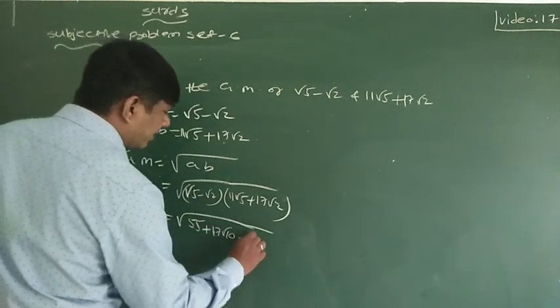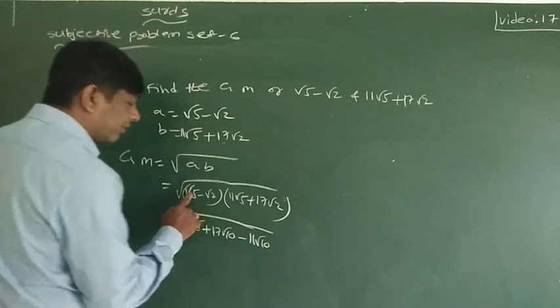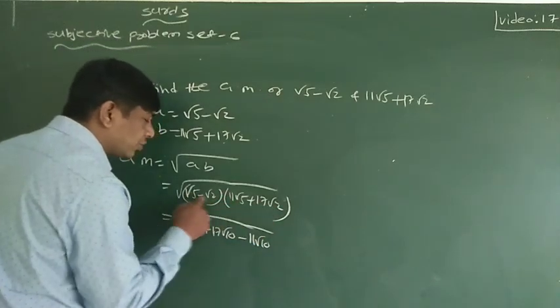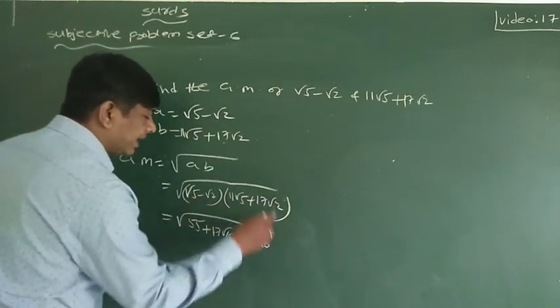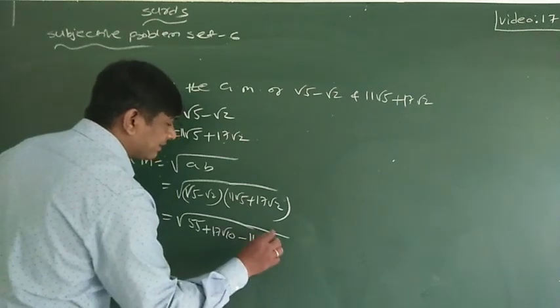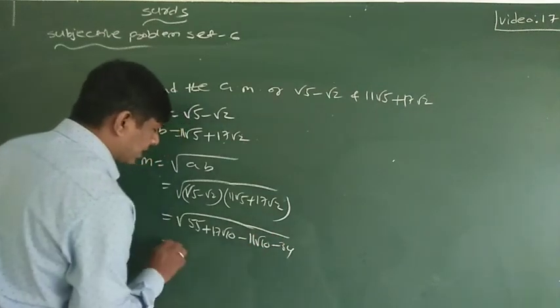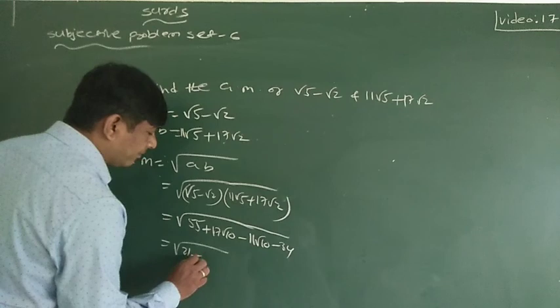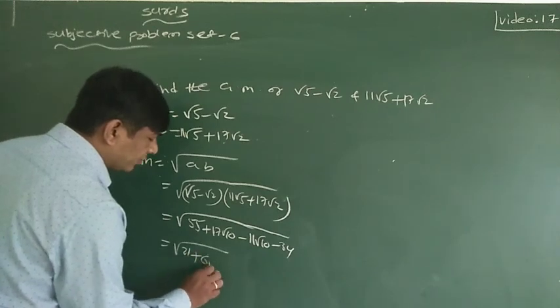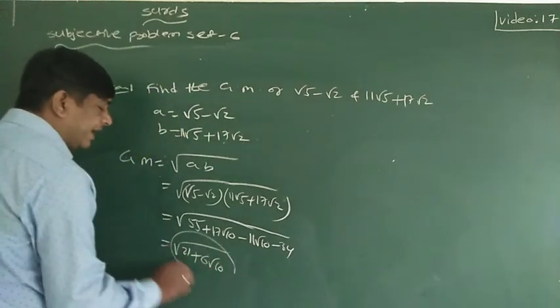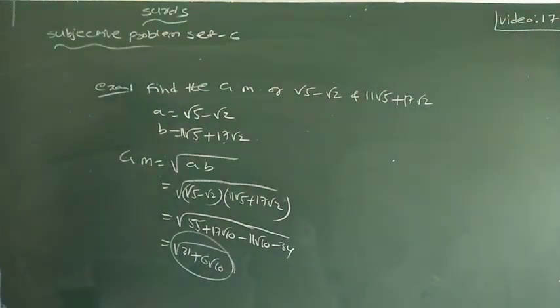Minus 11 root 10. Root 5 into this whole term, minus root 2 into this whole term, minus into plus, minus 17 2s are 34. That is equal to root of 21 plus 6 root 10. Now here find out the square root. You will get the solution.